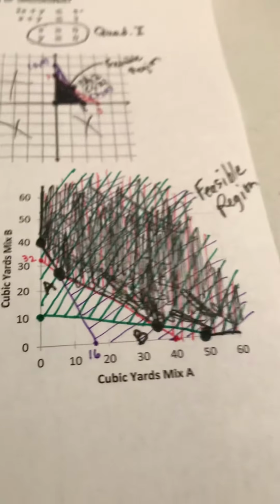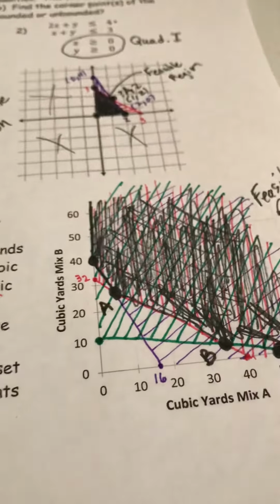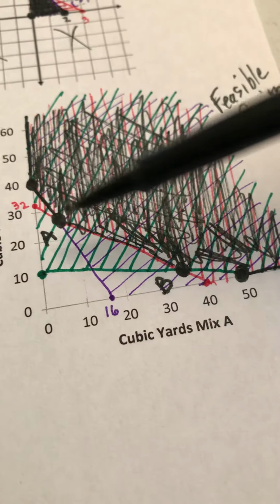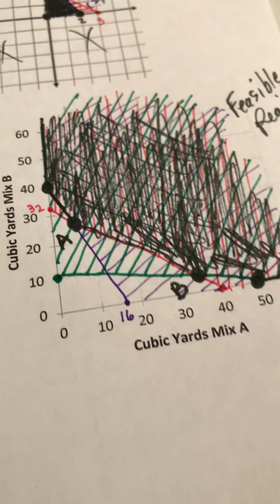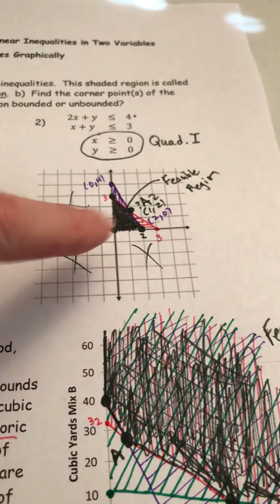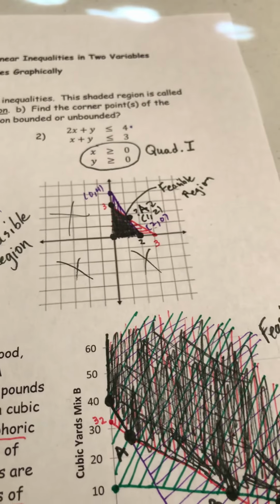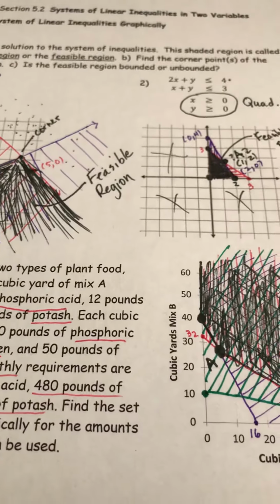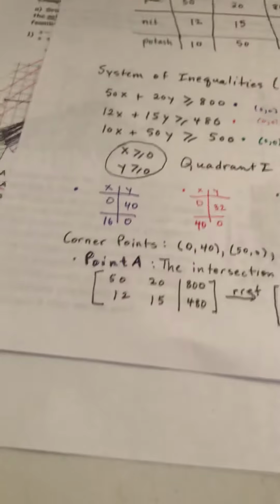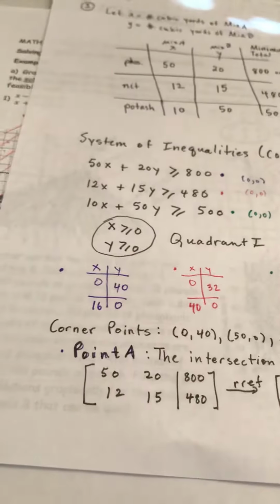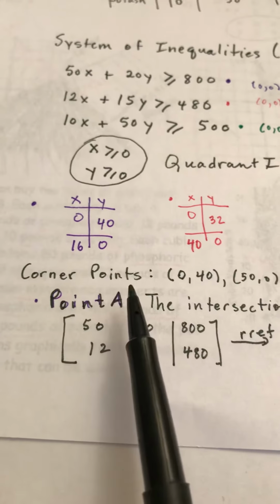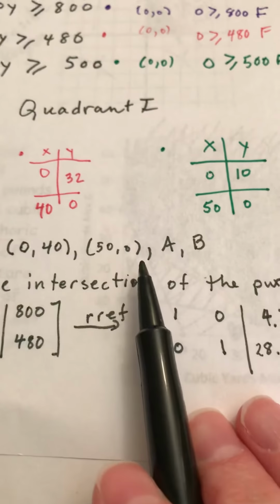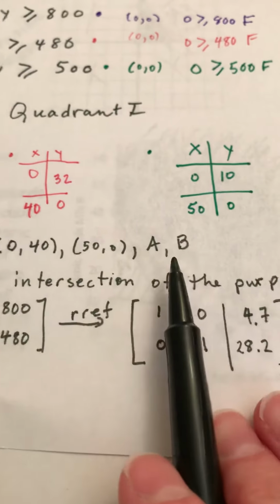And with that in mind, I've got 4 of them that I need to find. No, this one's 0, 40. I had to find A and B. And then I'll have all 4. Just like up above, I had us find not only the region, but the corner points and say if it's bounded or unbounded. We're going to finish like that. So I did this ahead of time, and I wrote down that there are 4 corner points. I can write that right here. 4 corner points, 0, 40, 50, 0. Make sure those are in the correct order, A and B.